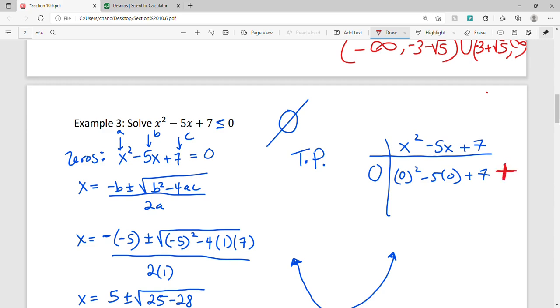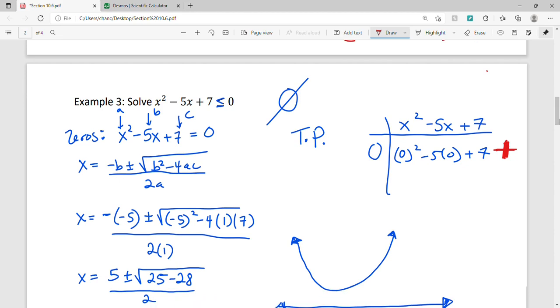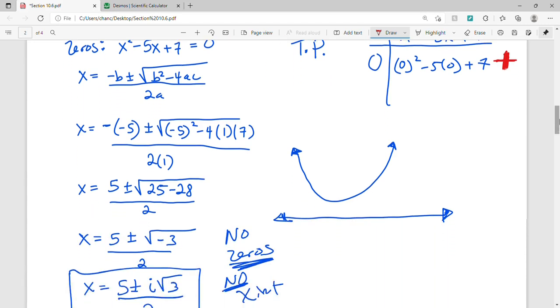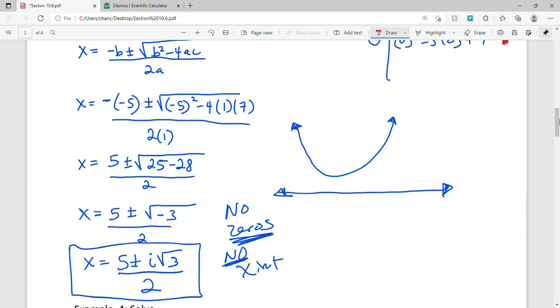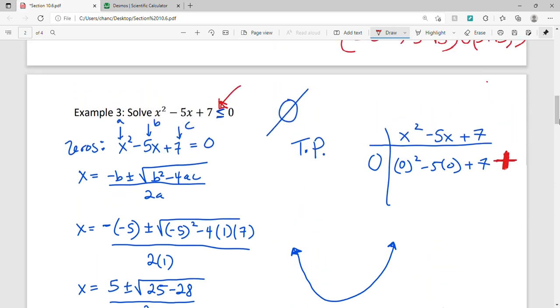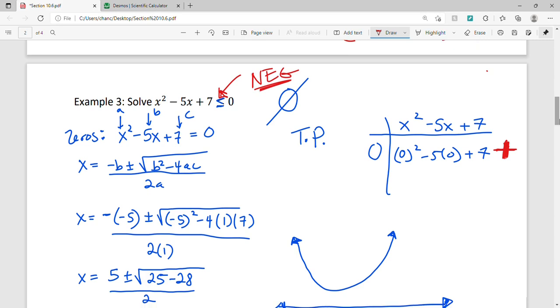This is positive. What does that mean? Well, it means no matter what I pick, x squared minus 5x plus 7 is going to always yield a positive result. And so it can never be negative. That means there's no solution. So this is a special case. Only when there's no zeros, we have no x-intercept. And since the graph is completely above the x-axis, there's no way we're going to get a negative result. So we have no solution. Example 3 has no solution.